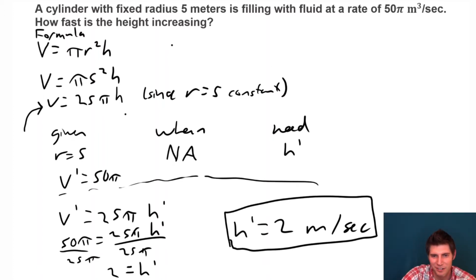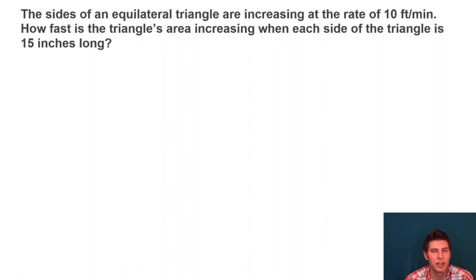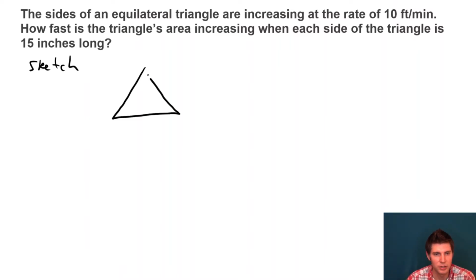All right, let's go on to the next one. The sides of an equilateral triangle are increasing at the rate of 10 feet per minute. How fast is the triangle's area increasing when each side of the triangle is 15 inches long? So let's sketch this one out. It's an equilateral triangle, so all the sides are equal, and we're given that s prime is 10.